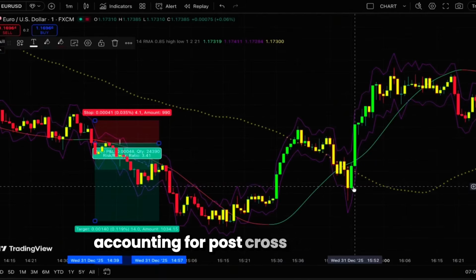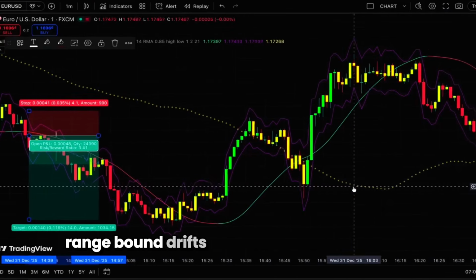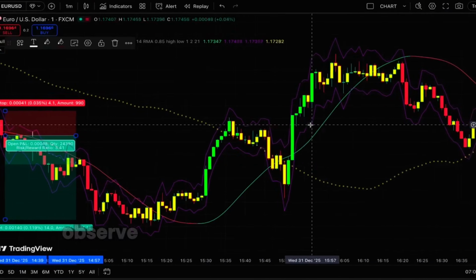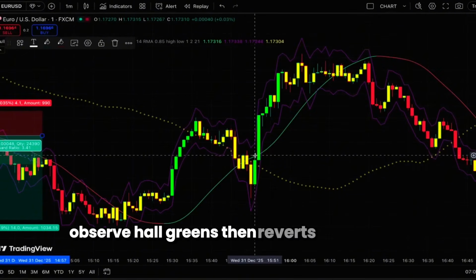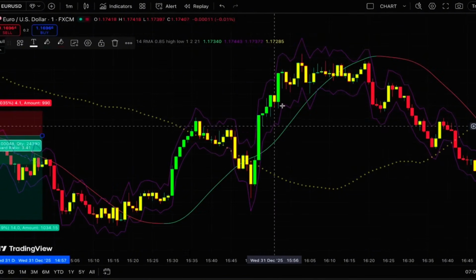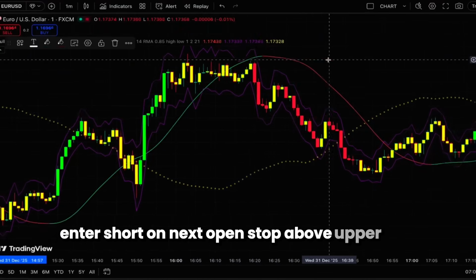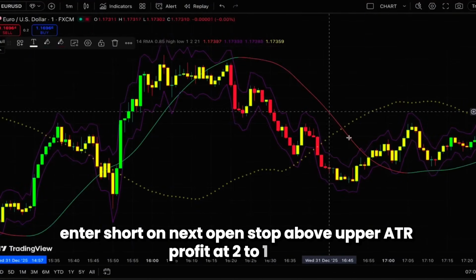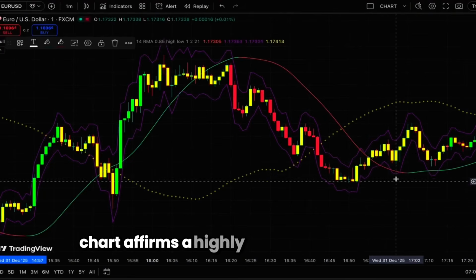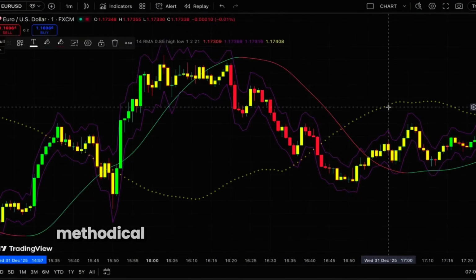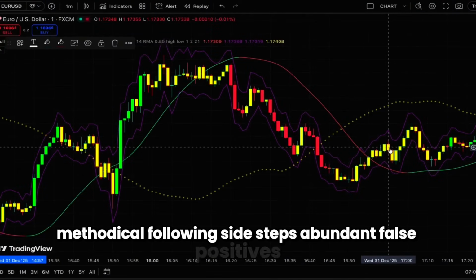Account for post-cross fluctuations or range-bound drifts where markets defy ideals. Observe Hull turn green, then revert to red upon candle close. Sell signal confirms. Enter short on the next open. Stop above the upper ATR. Profit at a 2-to-1 ratio. The chart affirms a highly rewarding outcome. Methodical following sidesteps abundant false positives.